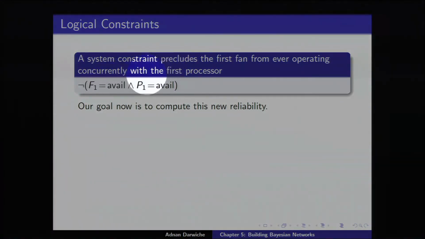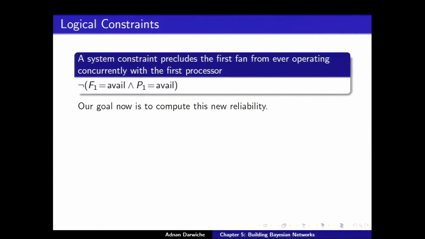F1 is available, P1 is available, and I'm saying no, they cannot be the same. So in fact, this is the same as saying F1 not available or P1 not available, right? It's a disjunction. It's no longer simple evidence of the type, I know the value of this variable and I know the value of that variable. So what do I do in this case? How do I handle this? We've done something like this before. We add an auxiliary variable, right?